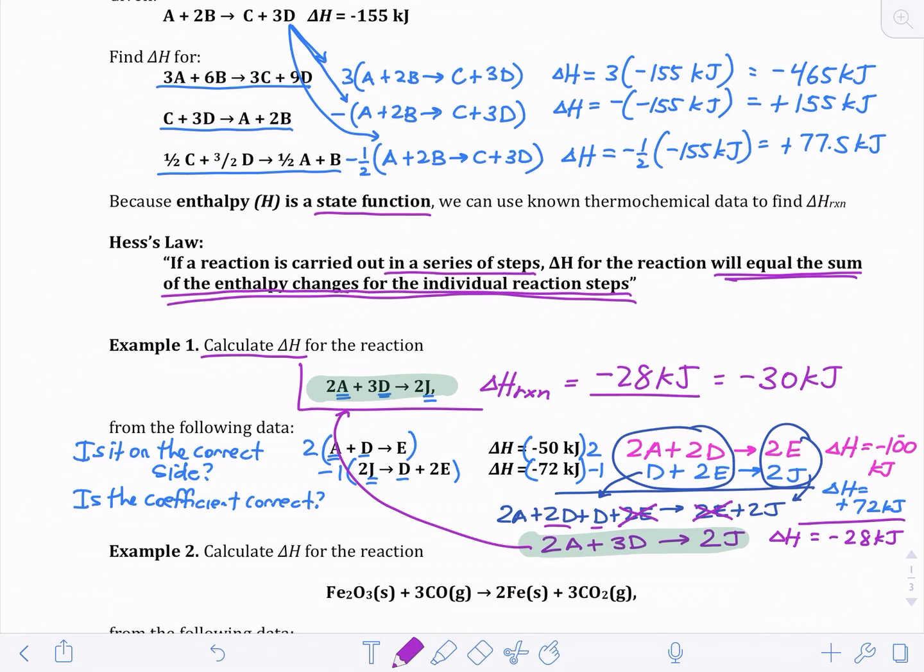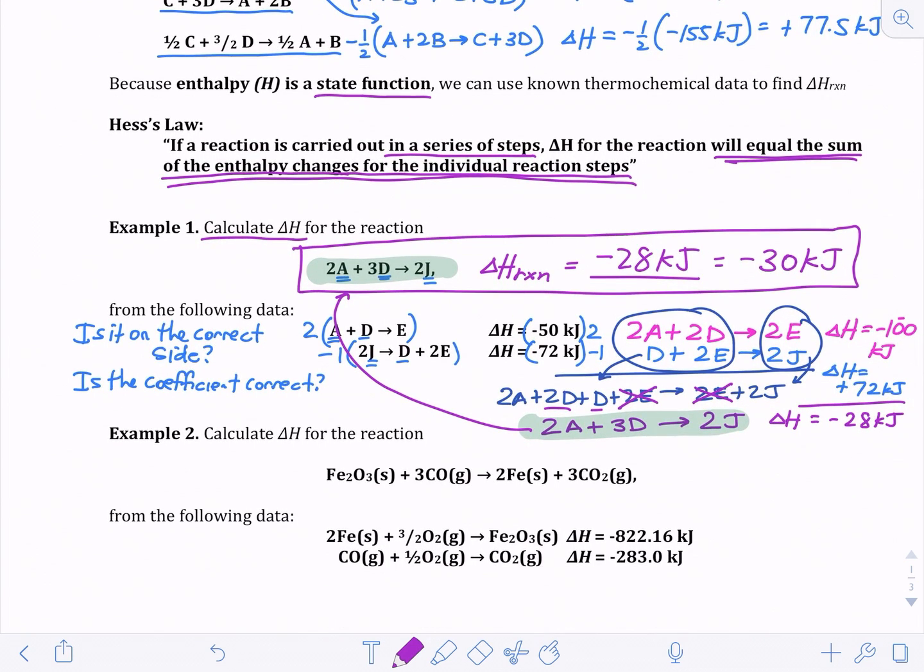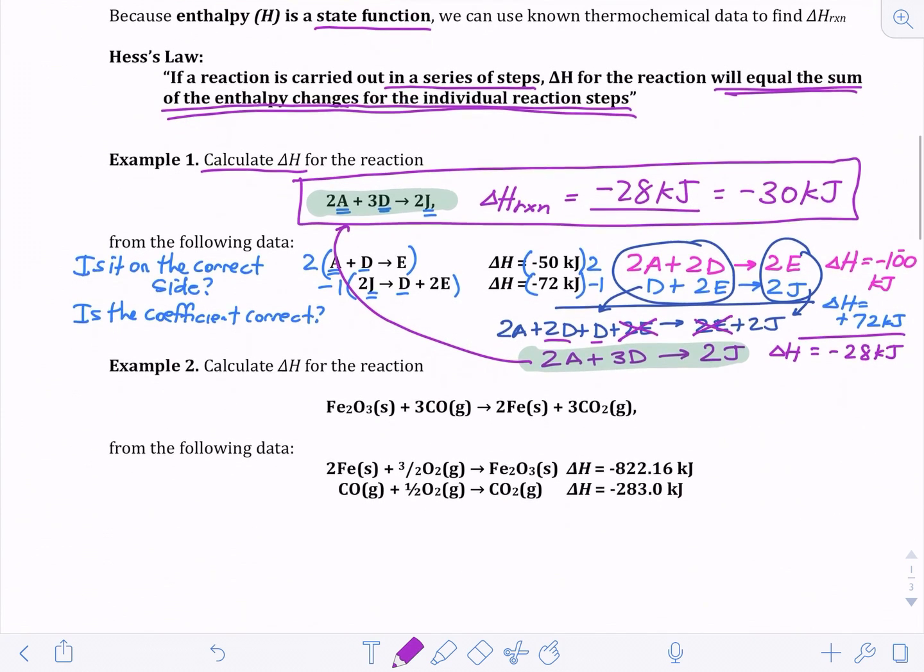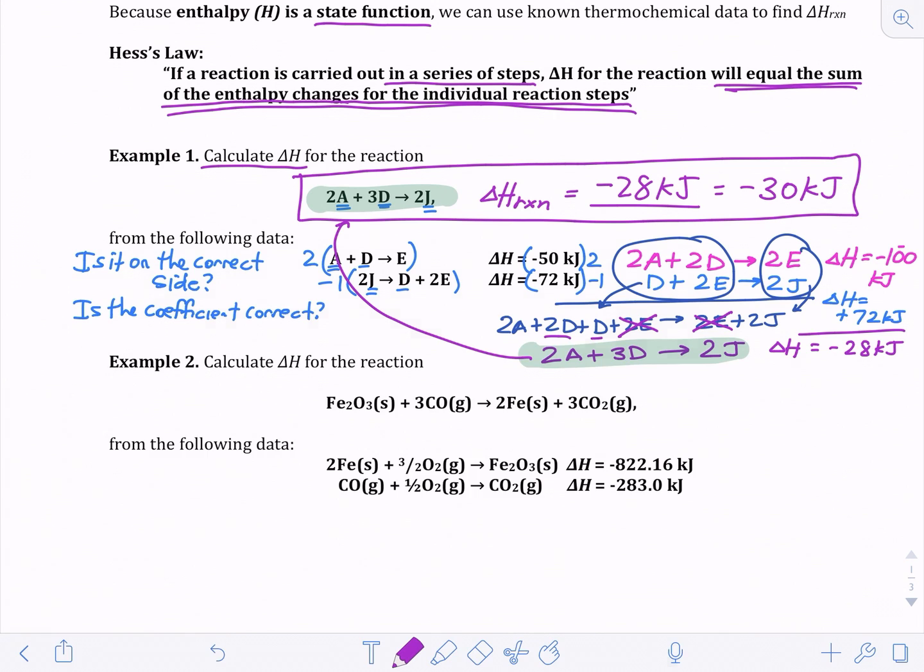And I am finished. Successfully made that reaction from the known reactions. So let's do some real chemistry. Let's look at that second one.